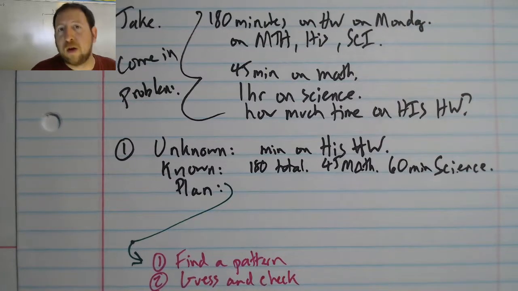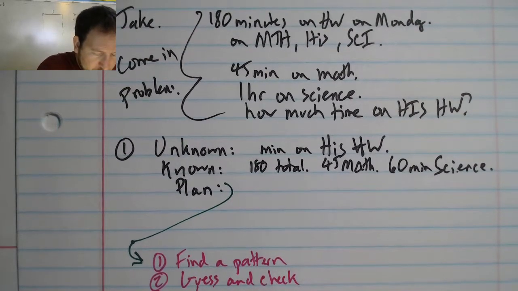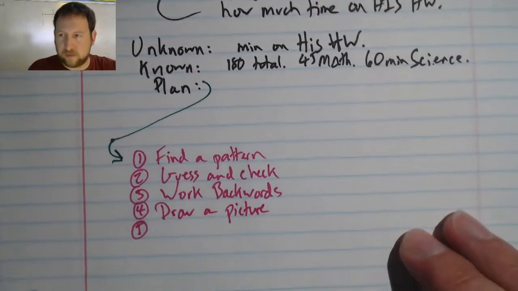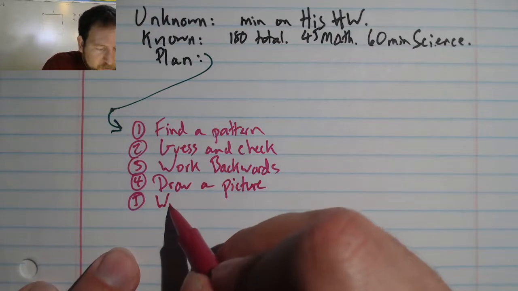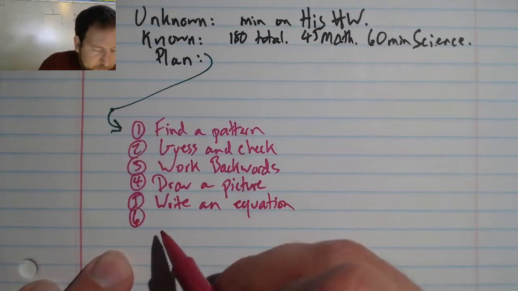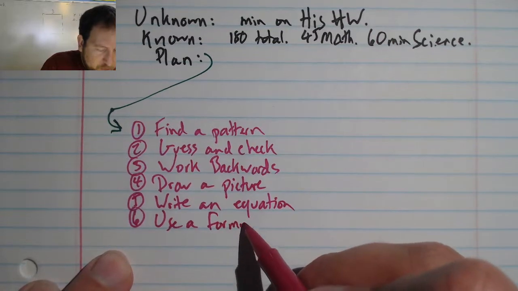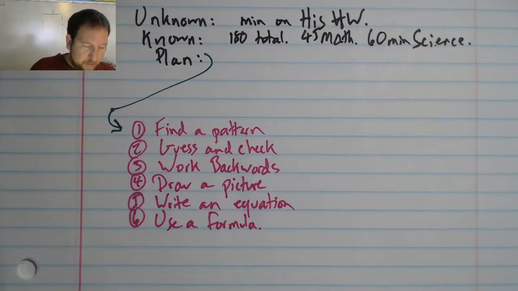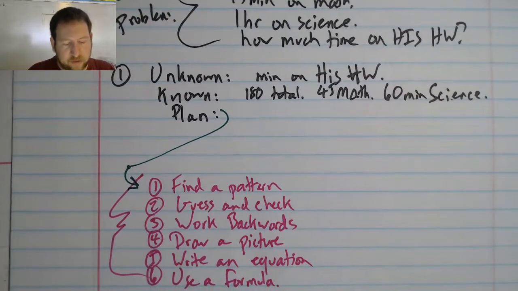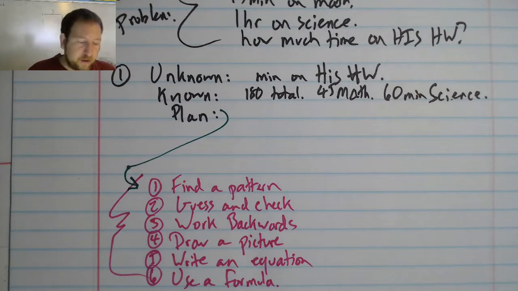Number 3 is start at the end and work backwards. Number 4 is we can draw a picture. Number 5, oops, I am totally off the page, just realized it. Number 5 is we can write an equation. And finally, number 6 is use a formula. Now, between all 6 of these options, it's likely that we'll be able to solve anything that we need to do in these sections.